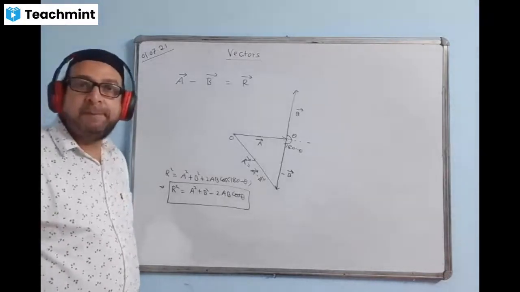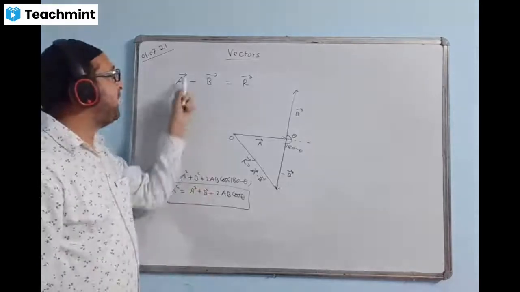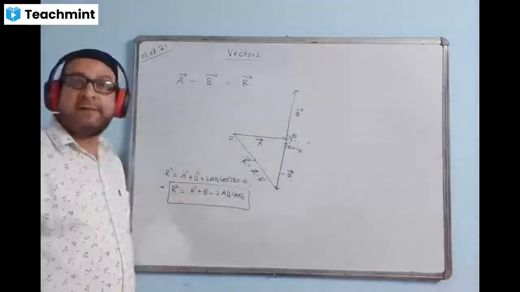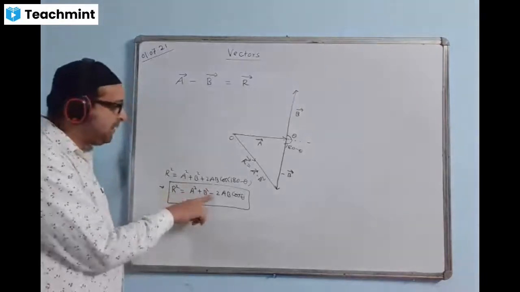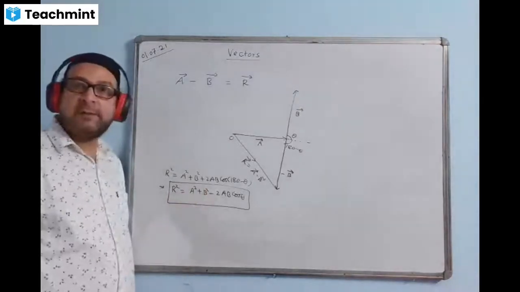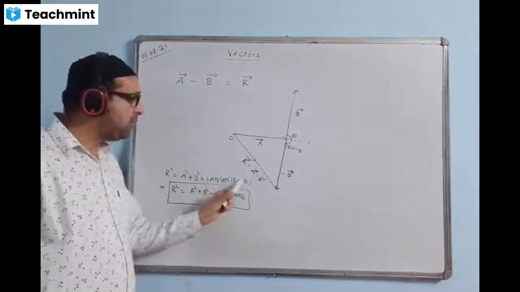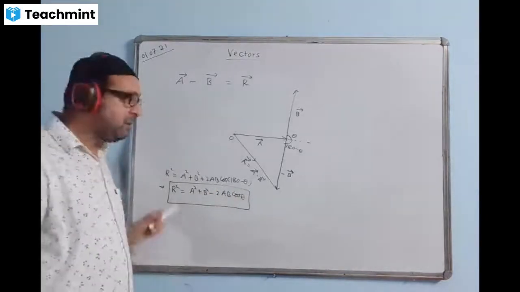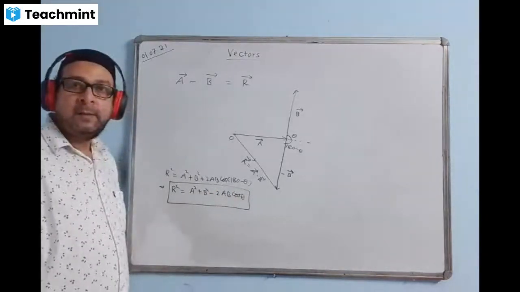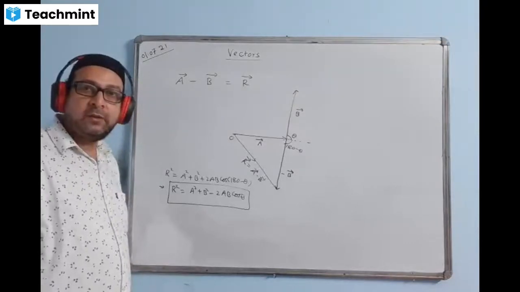So we cannot subtract simply. Subtraction of a vector means whichever vector has the minus sign, you have to change the direction of that vector. And the resultant value will come with the minus sign here. Square root of A square plus B square minus 2AB cos theta. This formula we can directly write. Instead of showing cos 180 minus theta, we can directly write it and get the answer for the magnitude of the resultant. Hope it is understood.